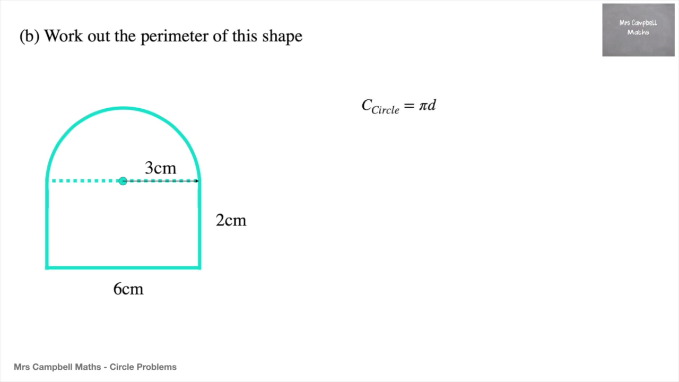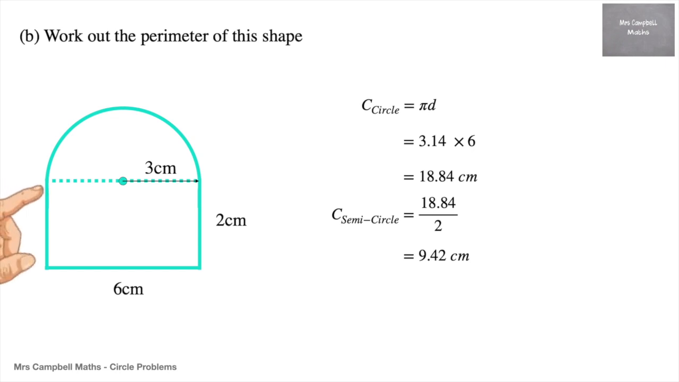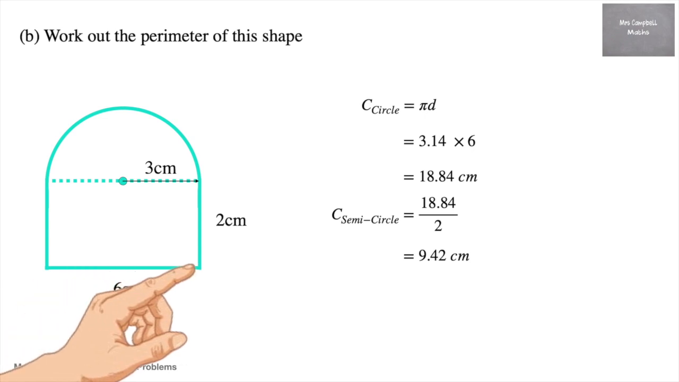Now we have the radius and we know that the diameter is twice the radius, so the diameter would be 6. The circumference is 3.14 times 6, 18.84 centimetres this time because it's a length. Now that's the circumference of the whole circle. Again, we want the circumference of the semicircle, so we divide it by 2, and that would give us 9.42 centimetres.